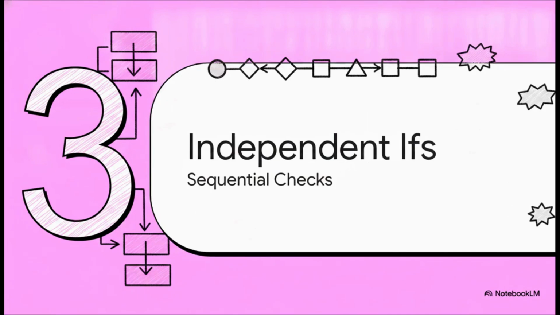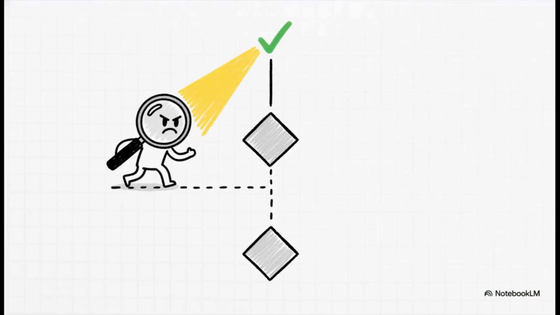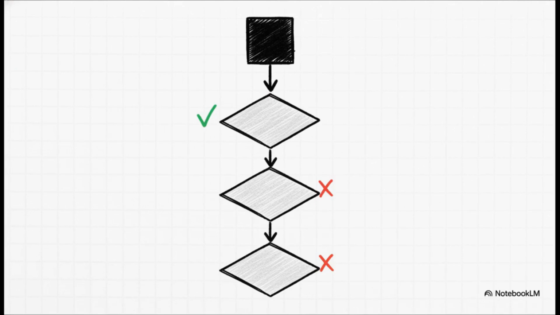Section 3. Multiple independent ifs, sequential checks. So, what exactly happens when we chain several if statements together without any else safety nets? Well, the crucial point is that the program acts relentlessly here. It evaluates every single condition independently, completely regardless of what happened on the line right before it. Skip Uni illustrates this perfectly.